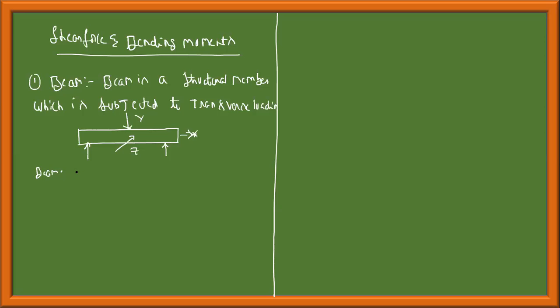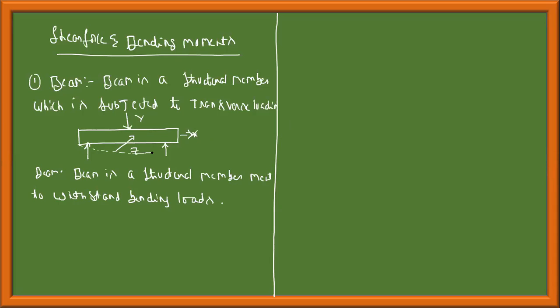The other definition could be: beam is a structural member meant to withstand bending loads. Beam has to withstand bending loads. The axial member has to withstand axial deformation. Beam, for example, if I apply a load like this, the beam will deform like this. It has to withstand bending load.